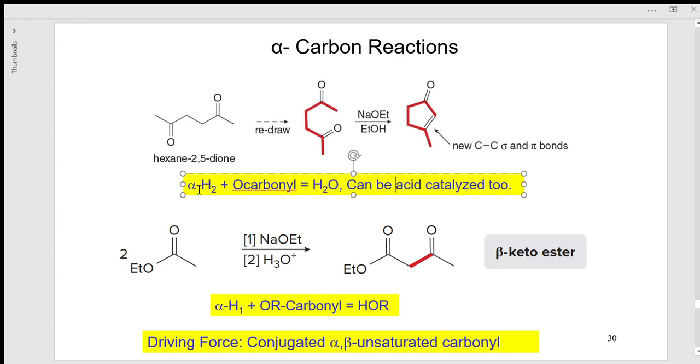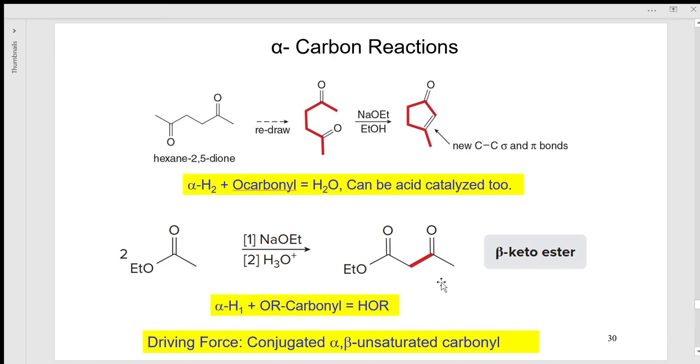So basically, two alpha hydrogens plus one oxygen from the carbonyl group form a new molecule. The new molecule still has the carbonyl group plus the alpha-beta unsaturated pi bond. So this is the aldol reaction.